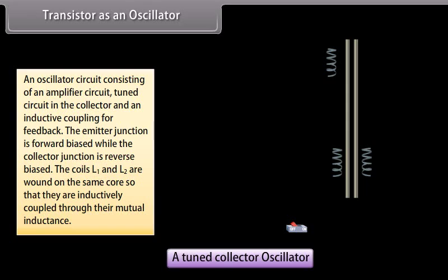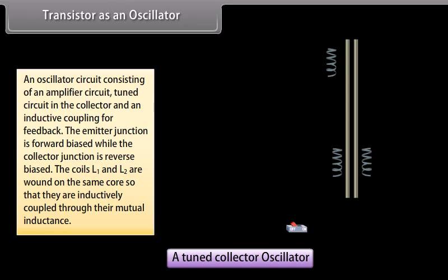An oscillator circuit consists of an amplifier circuit, a tuned circuit in the collector, and an inductive coupling for feedback. The emitter junction is forward biased while the collector junction is reverse biased. The coils L1 and L2 are wound on the same core so that they are inductively coupled through their mutual inductance.